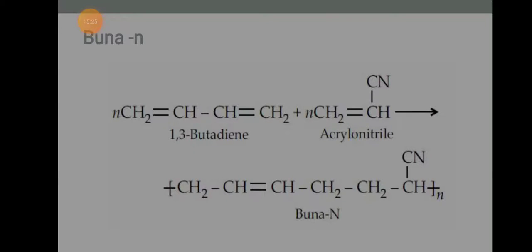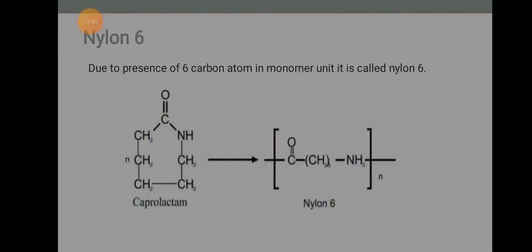Okay, now it is clear what the difference between Buna-S and Buna-N is. In the case of Buna-S the difference is the styrene, and in the case of Buna-N only acrylonitrile will be the difference. Okay, now coming to nylon 6, due to the presence of 6 carbon atoms in the monomer unit, it is called nylon 6. Now if you start with this caprolactam, and after heating you'll end up getting this nylon 6 molecule.